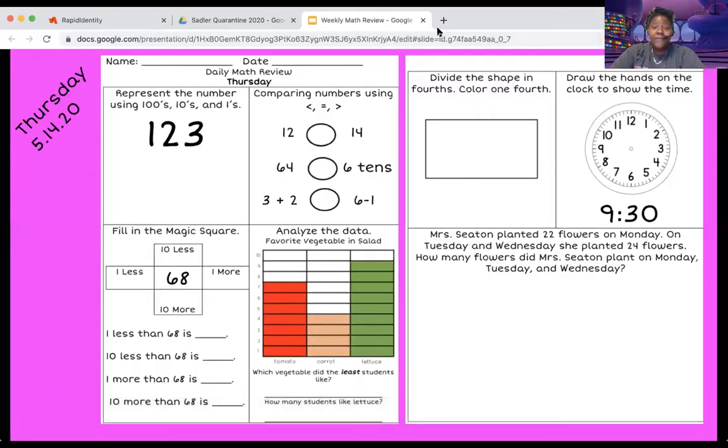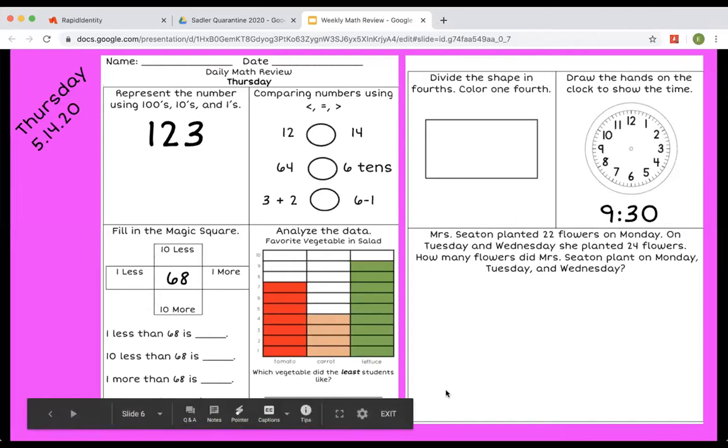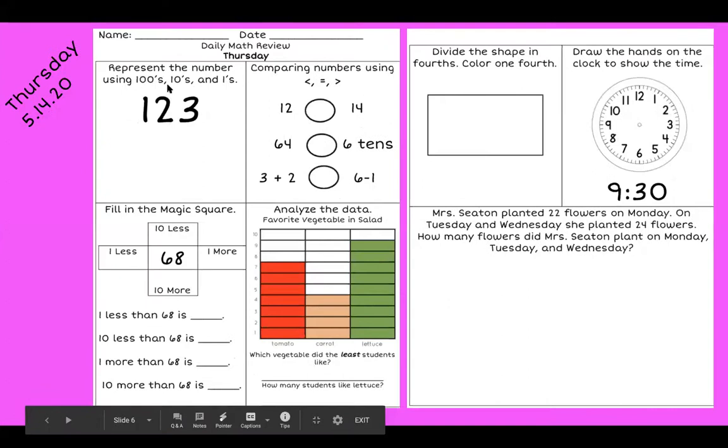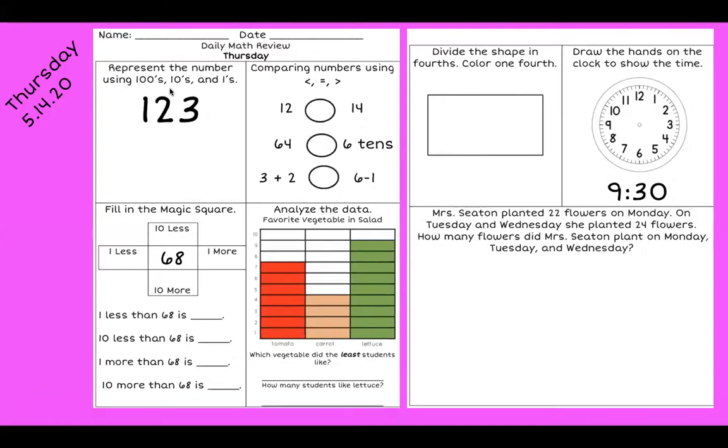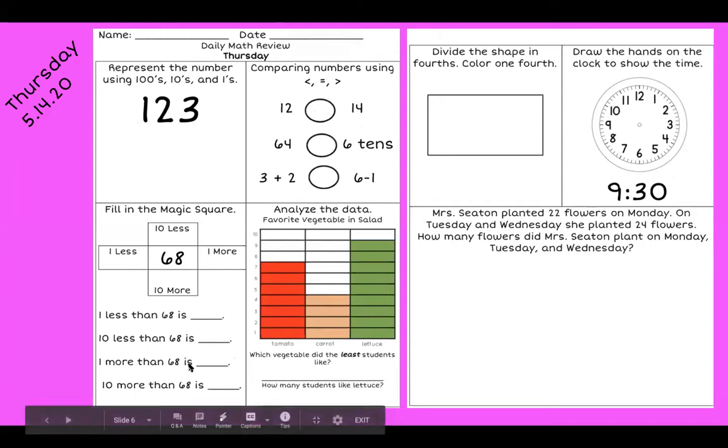All right, let's get our math hats on and let's start. So today is Thursday, and today is our weekly math review day. All right, so if you look at the screen, you can see what you are supposed to do today for your weekly math review. We have the first box, represent the number using hundreds, tens, and ones. Then you want to compare numbers using the greater than, equal to, or less than symbol. And then you want to find one less, 10 less, one more, and 10 more than the number 68.